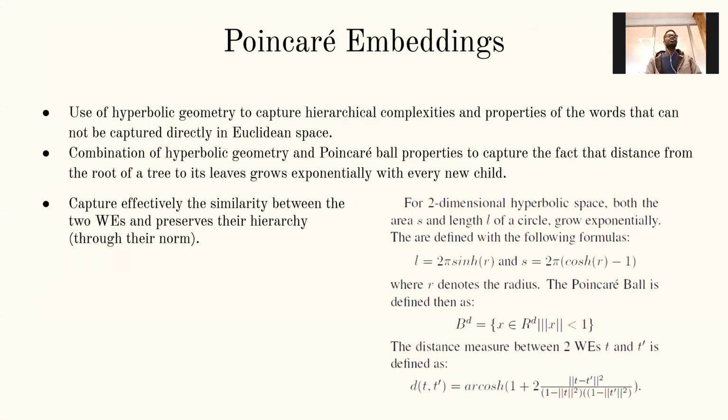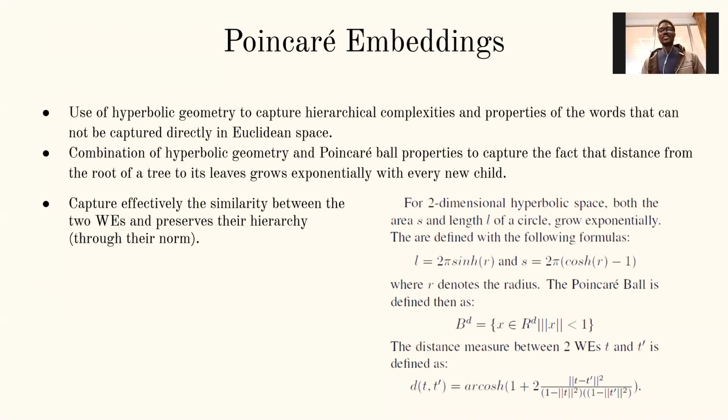Poincaré embedding was introduced in 2017. I think it has not really been highly used, and it makes use of the joint combination of hyperbolic geometry and the Poincaré ball properties. In the original paper, the authors from Facebook, I think, mentioned that combining both of those aspects really helps to capture the similarities between different Poincaré word embeddings and the hierarchy, like the words that derive from them. We can look at it as a tree that grows with every new child.